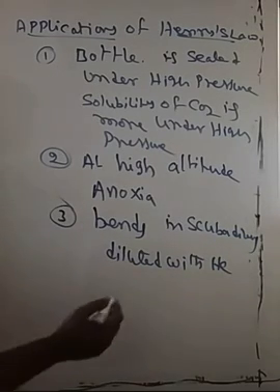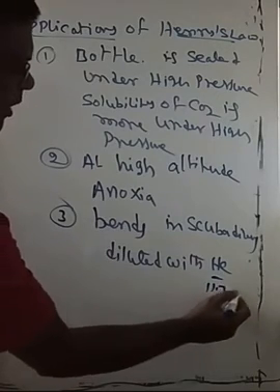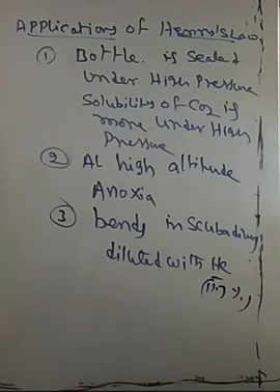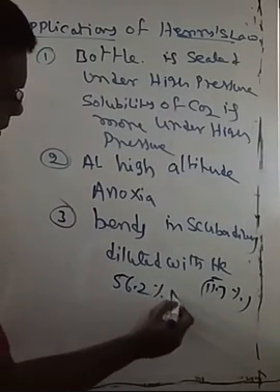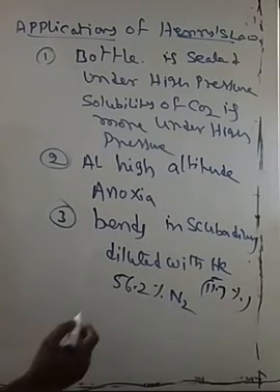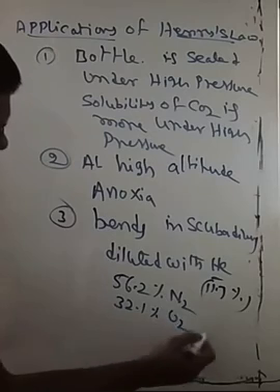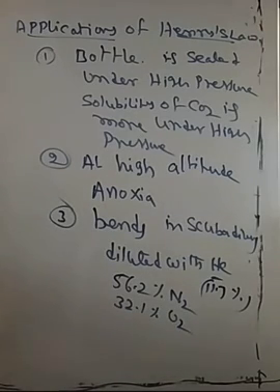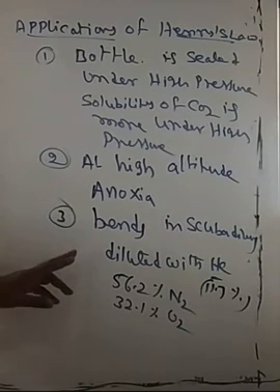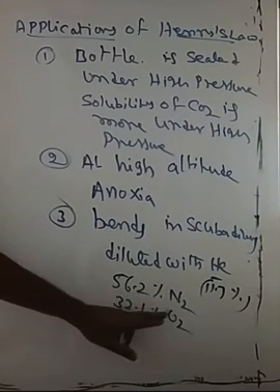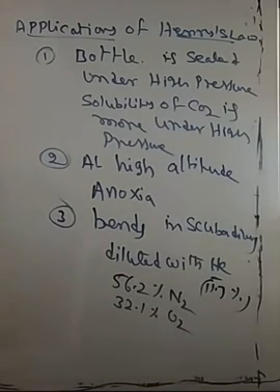Therefore, the percentage of helium used is about 11.7%, nitrogen 56.2%, and oxygen about 32.1%. This composition is used in the oxygen cylinder. To avoid Bends disease, the cylinder should be filled with nitrogen and oxygen along with helium gas. That's why, to dilute the air, you fill it with helium gas. So these are the applications of Henry's law.